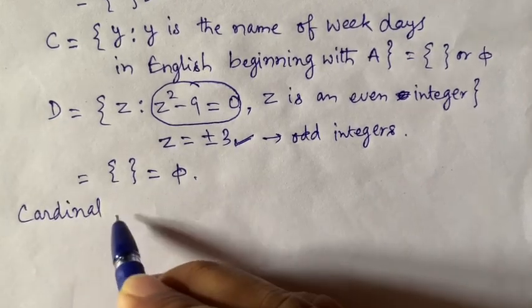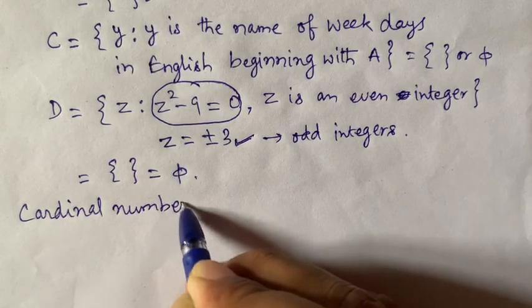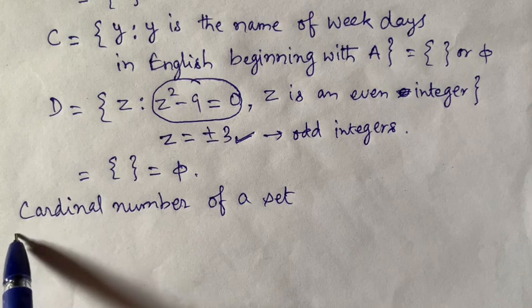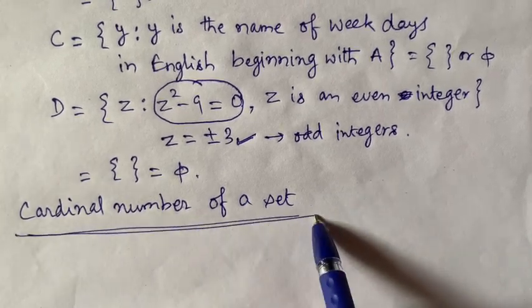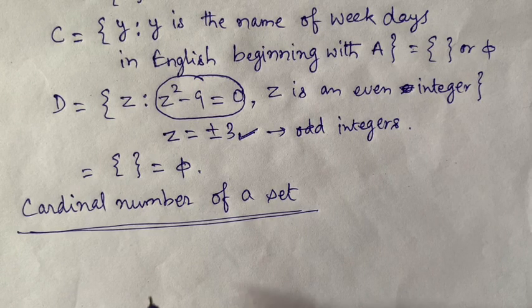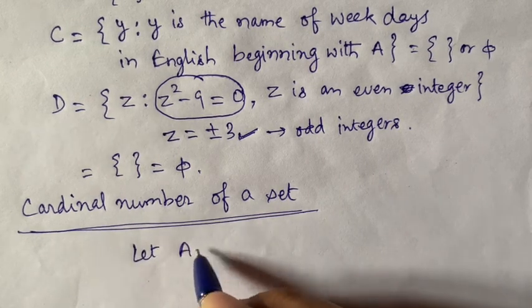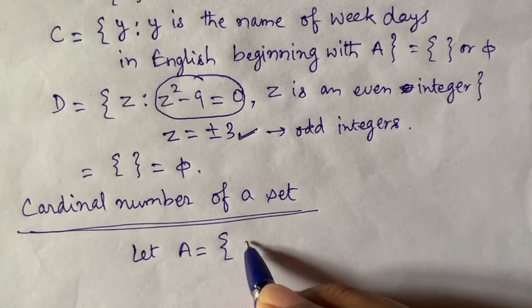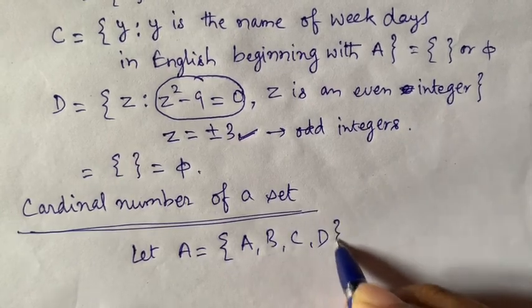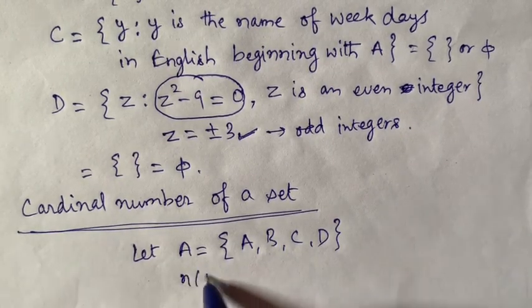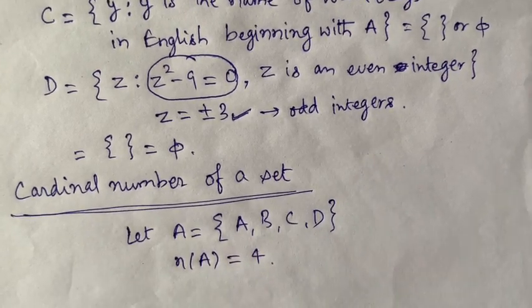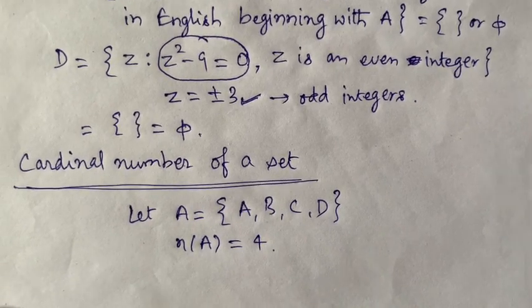Cardinal number of a set is the representation of the total number of elements in a set. That means if we have, let A is equal to {A, B, C, D}, then its cardinal number is 4. And for an empty set, what will be the cardinal number?